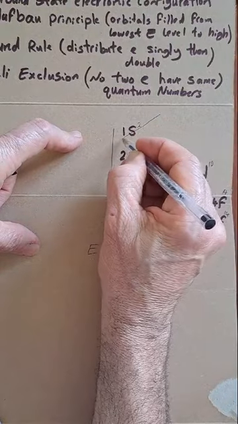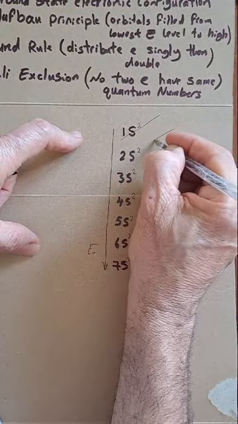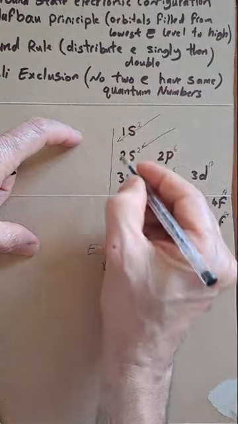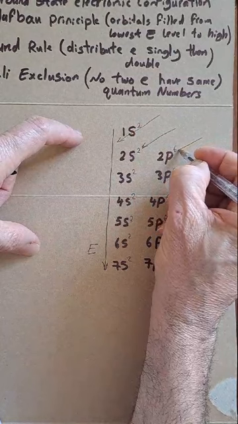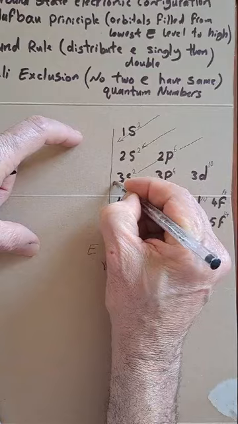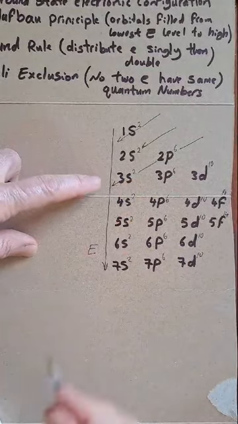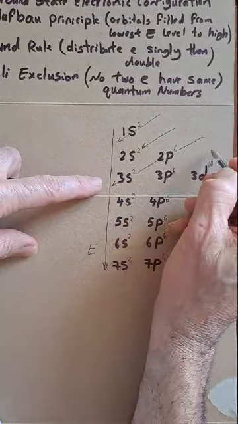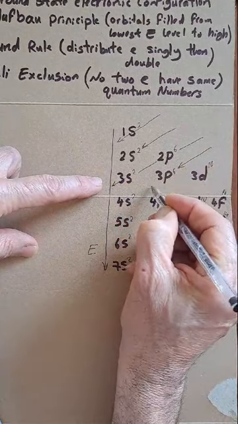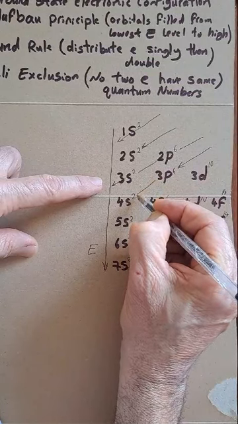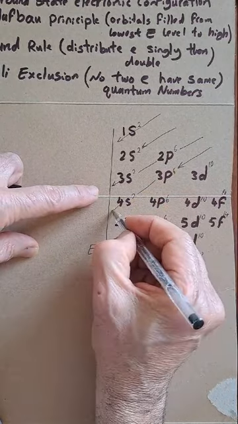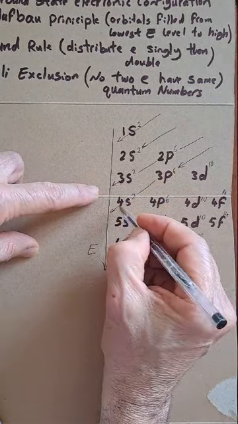and then we go to 2s2, and after 2s2 will come 2p6, and then 3s2. And then you go to 3p6 and see 4s2. So 3p6, 3s2, and then 4s2.